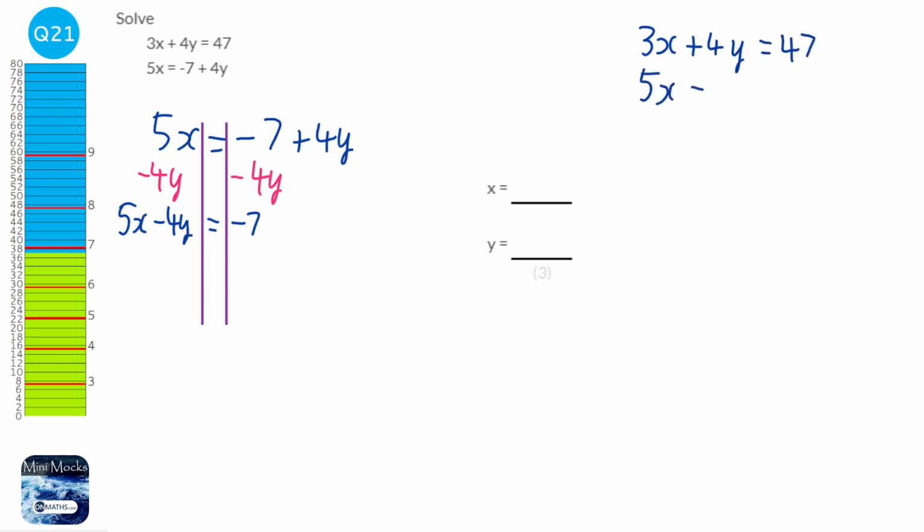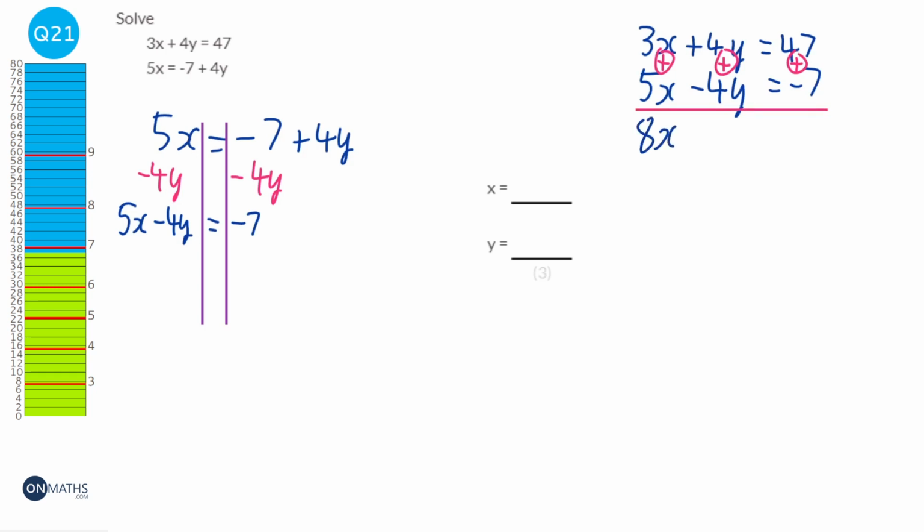So 5x minus 4y equals minus 7. And you notice the coefficient of the y is already the same, so we don't need to multiply anything. But the signs are different, and the d in different is the d in add. So we're going to add going downwards, we're going to add everything. So we're doing 3x plus 5x, which is 8x. 4y plus minus 4y is nothing, which is good, because we want to get rid of that. And 47 take away 7 is 40.